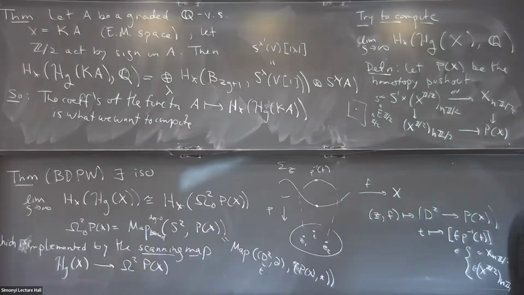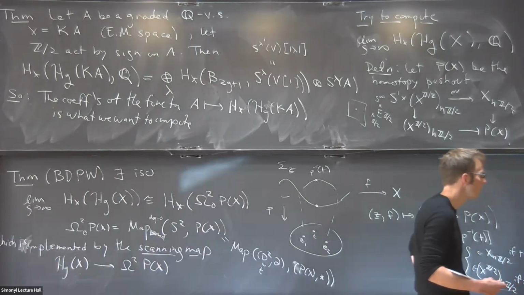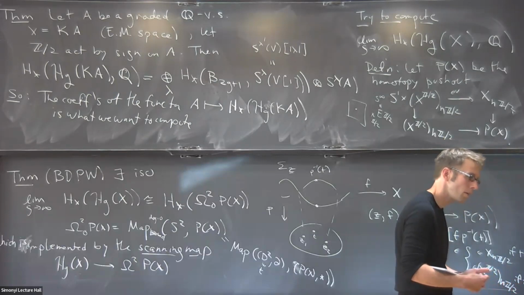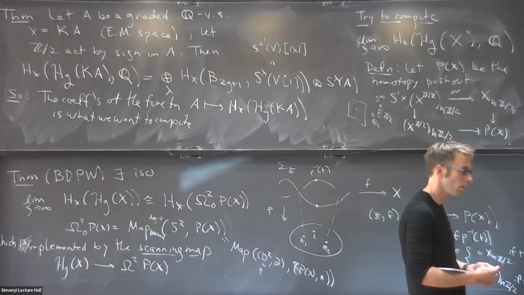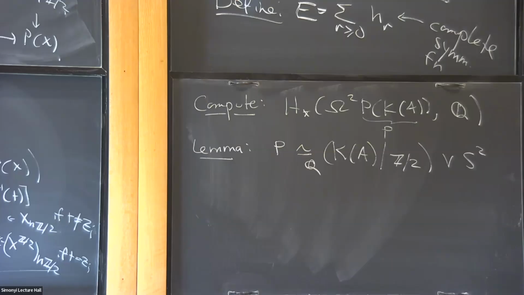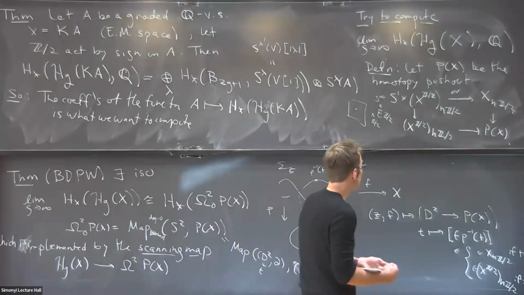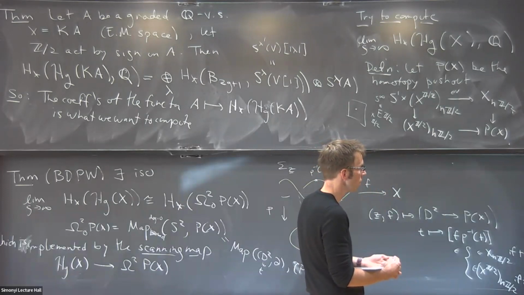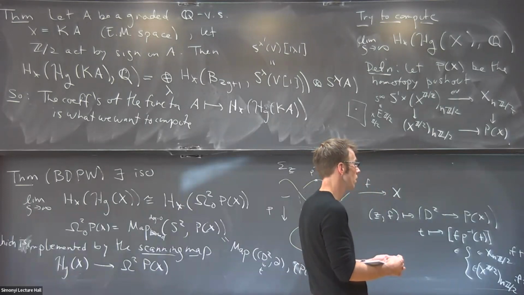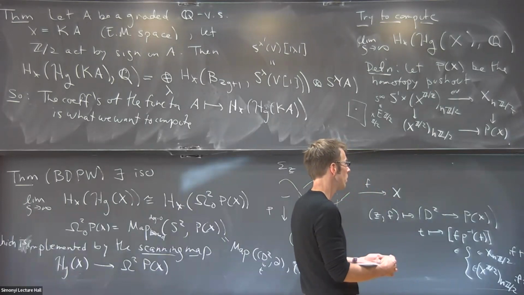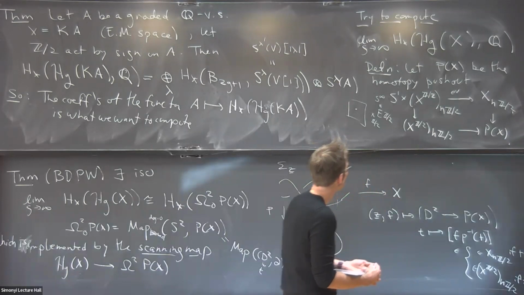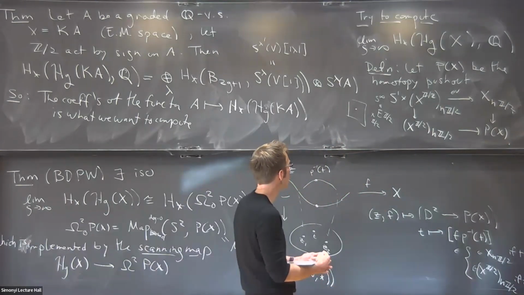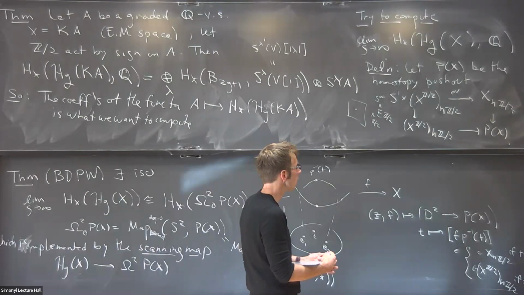So you care about the K of A in genuine equivariant homotopy theory, right? Like that's an actual fixed point and not a homotopy fixed point? Yes. So is it unambiguous what it means? That's fair. I think it is unambiguous rationally.